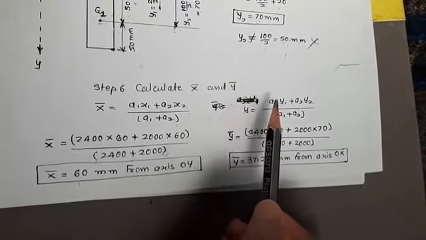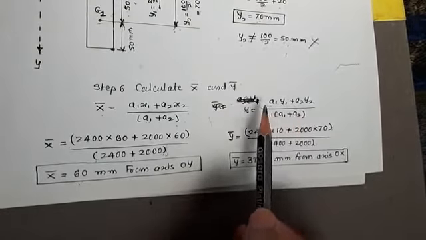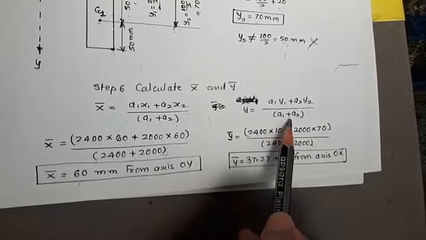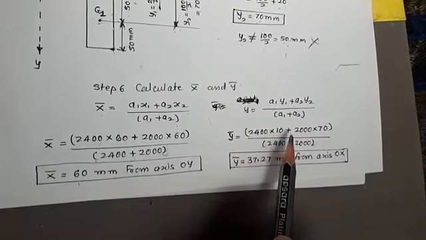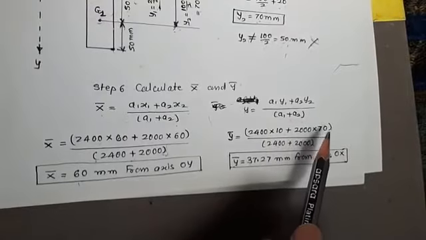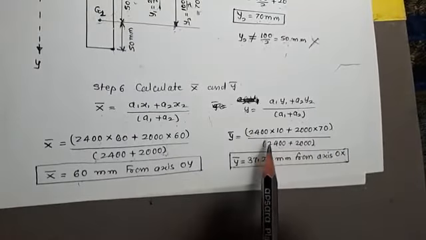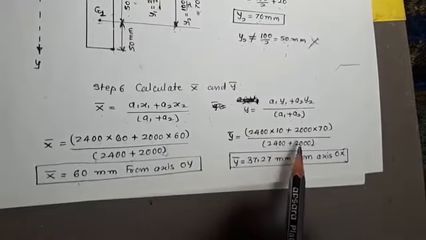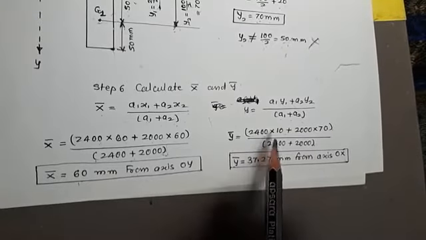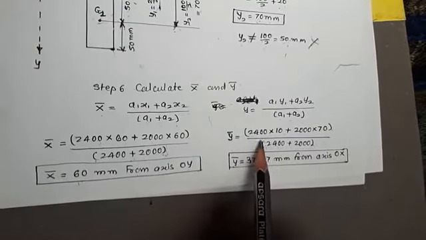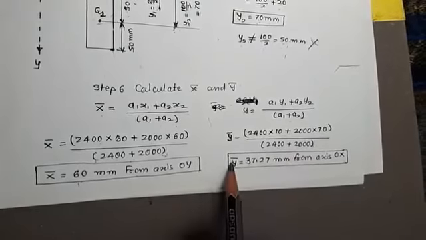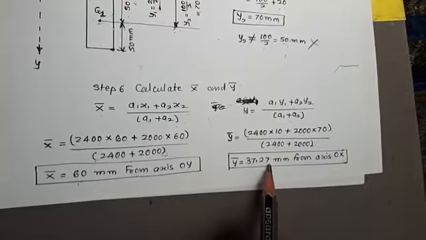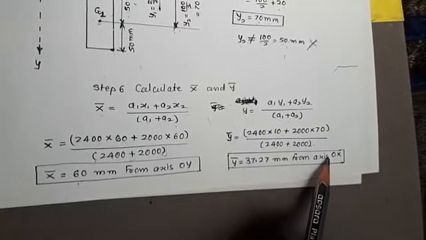Similarly, for y bar, (a1 y1 plus a2 y2) divided by (a1 plus a2). Substitute the values: 2400 into 10 plus 2000 into 70, bracket close, divided by bracket open 2400 plus 2000, bracket close. This bracket at the denominator is very important, otherwise your answer may go wrong. y bar is equal to 37.27 mm from the axis OX.